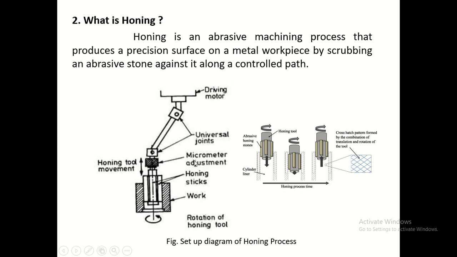Because of the rotation of the tool inside the workpiece, and at the same time the tool also reciprocating, a cross-hatch pattern surface finish is obtained inside the workpiece, and we get a fine finish inside the workpiece. That is the basic working operation of the honing process.